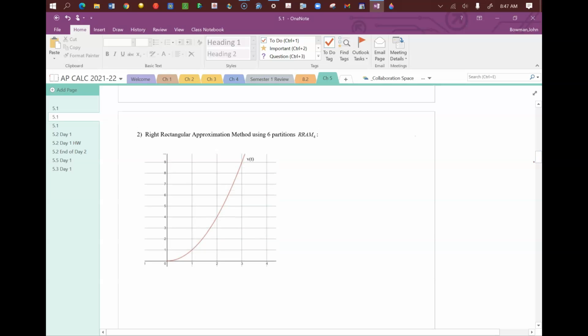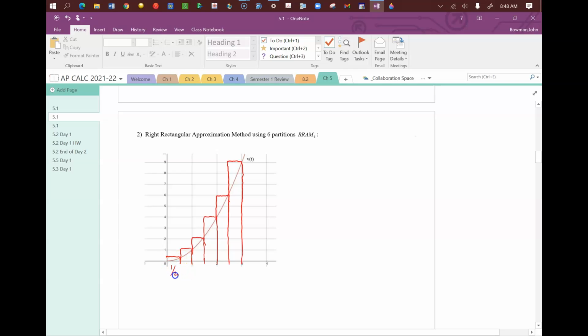And just to make the comparison simple, we are going to use 6 sub-intervals, so 1/2 second intervals from 0 to 3. And we use the right-hand side of the rectangle to establish the height. So the first one is going to be v of 1/2 as the height, and then v of 1 as the height, and v of 1.5, v of 2, and so on. Take your time when you're drawing these rectangles and make sure you're using the correct method, either MRAM, RRAM, or LRAM. So again, we have 6 rectangles.